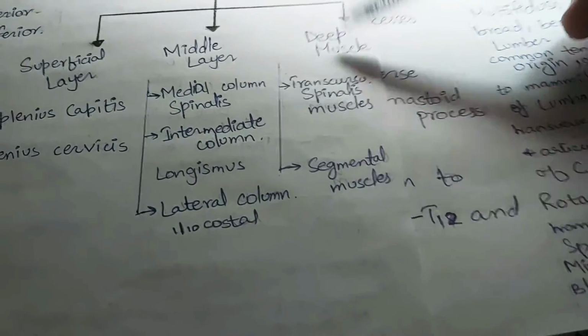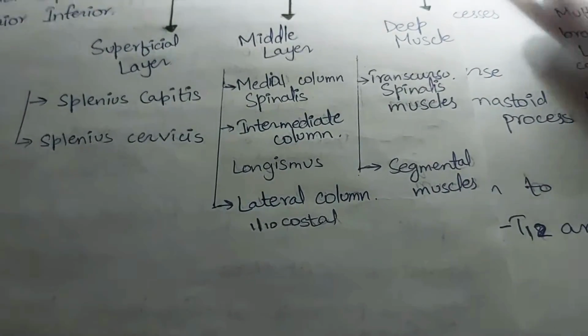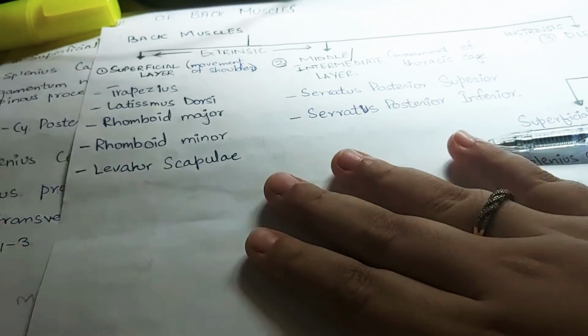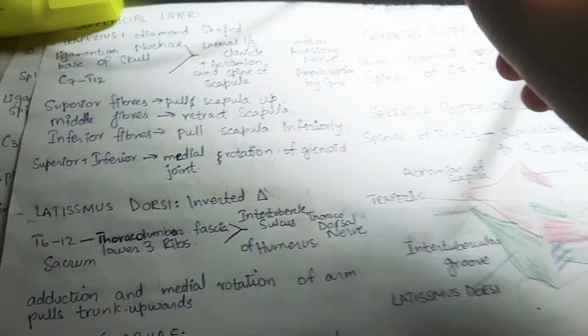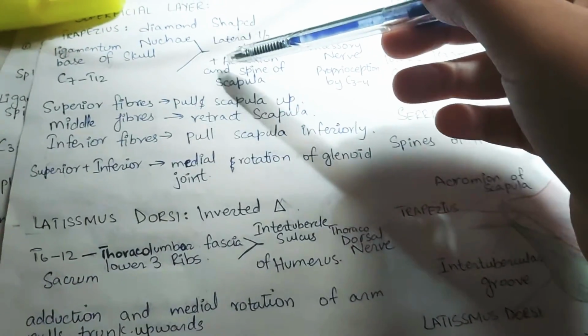Then we have deep muscles. Deep muscles are broadly classified into the transversospinalis muscles and segmental muscles. We will cover the deep muscles in a separate video since they will require more time, but in this video we will proceed with the superficial layer and intermediate layer. Since we mentioned the superficial layer has 5 big muscles, the first one is trapezius.